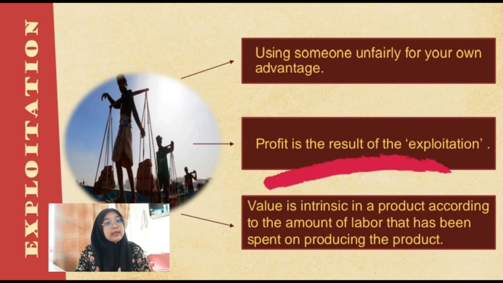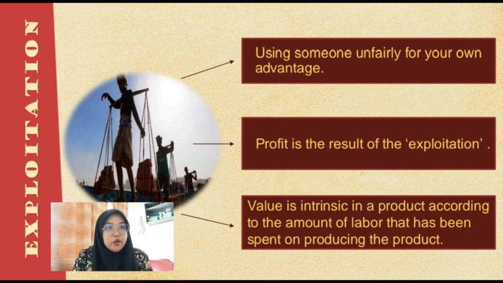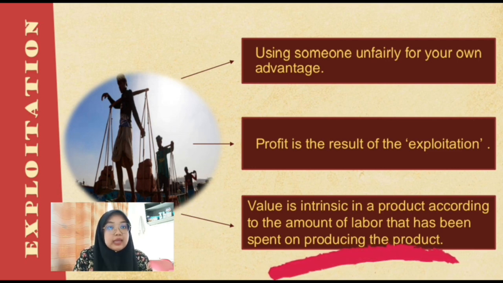According to Marx, capitalists receive profit by purchasing the one commodity that can create a value greater than its own. Here, the term commodity refers to labor power. Next, the theory of value claims that the value is intrinsic in a product according to the amount of labor that has been spent on producing the product.